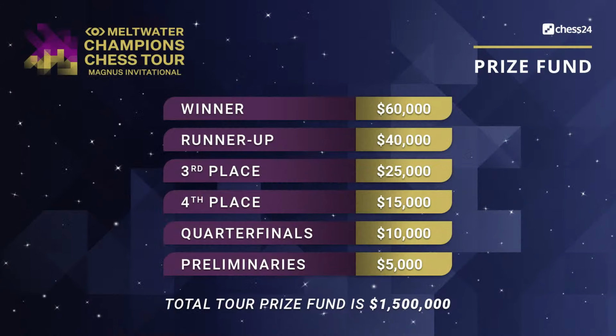The winner of the Magnus Carlsen Invitational gets a big paycheck of $60,000, the runner-up $40,000, and the 4 players who qualify today after the second set get a guaranteed $15,000. Not just that, the winner of this major event gets a guaranteed spot in the grand final of the Meltwater Champions Chess Tour to be held in September.